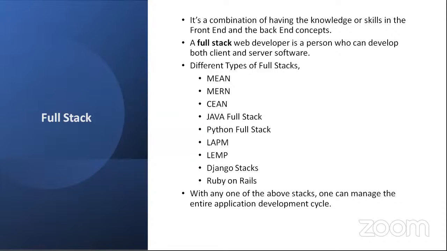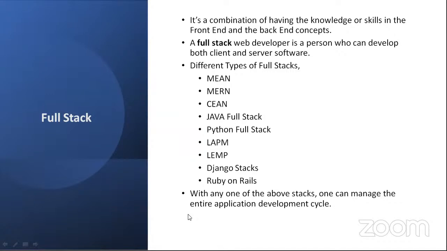Here you can see there are different types of full stacks. We have MEAN, MERN. These are technical terms, so let me explain what MEAN, MERN and the others are. These are the different types of full stacks in the market. The popular ones are MEAN, MERN, and Java full stack. In our full course training also, we will be covering MEAN and MERN.